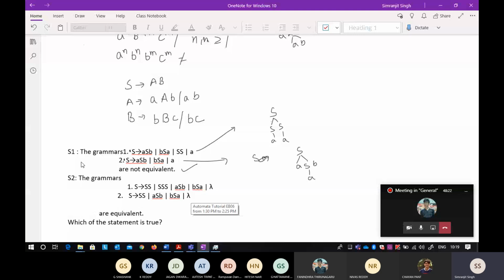Now see the second statement. Is it correct or not? For the second statement, this one is there, this one is also there in the expression, BSA is also there, lambda is also there. So only one thing is not there, that is your SS. So see from the second grammar, can you derive this SSS? Just check. Double S, and from this double S you can also put the value of SS to be again double S.